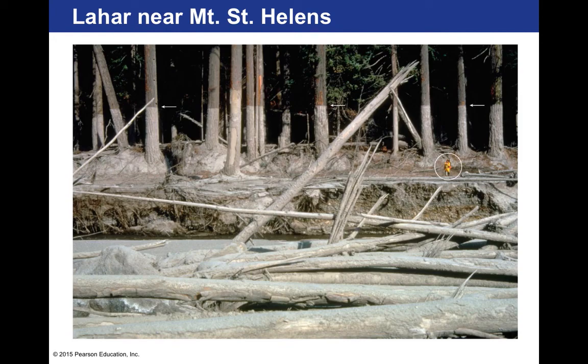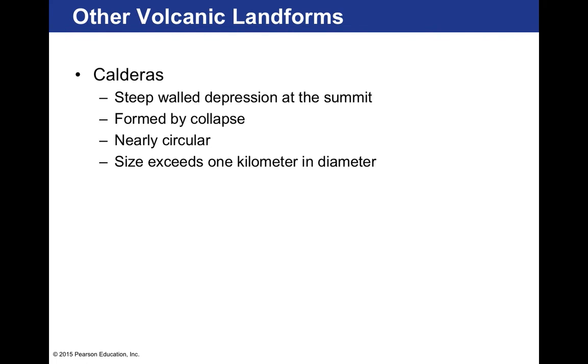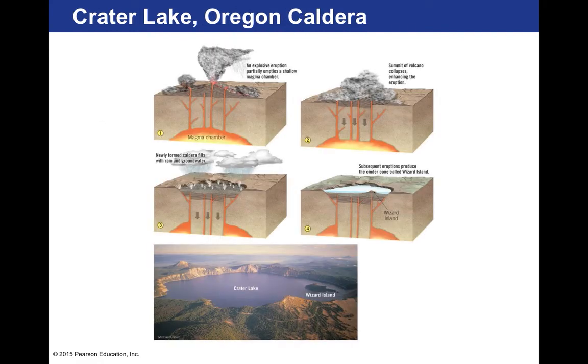And this is just an example of like that volcanic mudslide that could occur. And this was an example of a mudslide that occurred due to the volcanic eruption of Mount St. Helens in 1980. Other volcanic landforms, we mentioned calderas. These are that steep wall depression of the summit. And these are formed by the collapse of rock at the top of the summit. And these are very large in size. So one example of a caldera is Crater Lake in Oregon. So this is just a nice pictorial representation about how this actually would form. And there's more information in the chapter that describes in detail how a caldera lake can be formed.